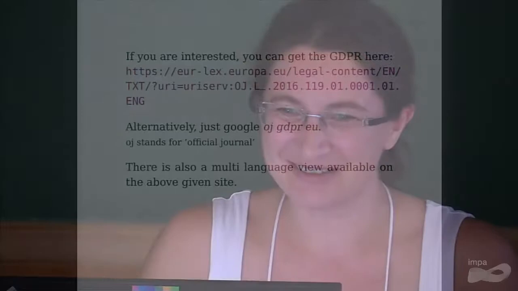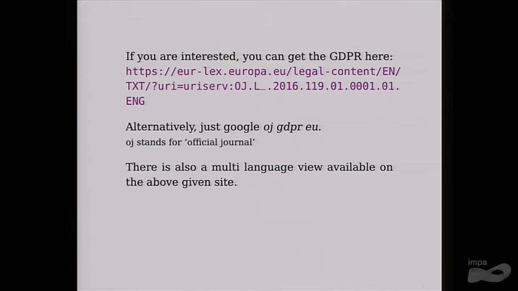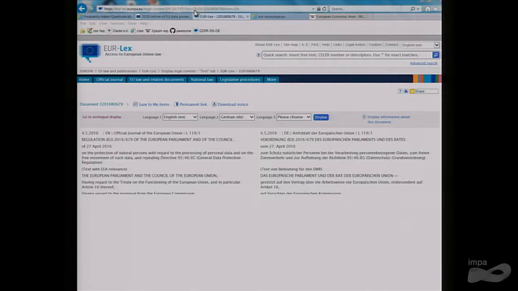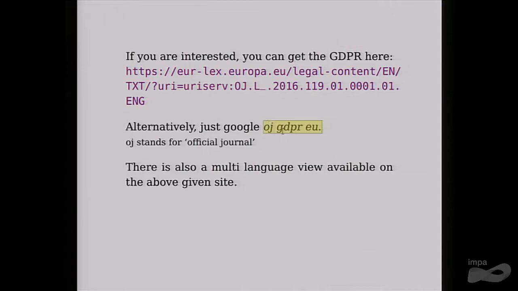Okay, so let's start. If you're interested, here is the link, but you can just Google OJ GDPR EU. OJ stands for Official Journal. There is also a multi-language view available. It looks like this. If you Google this, you can choose German, and also Portuguese is available. You can have it side by side in at most three languages if you are interested.